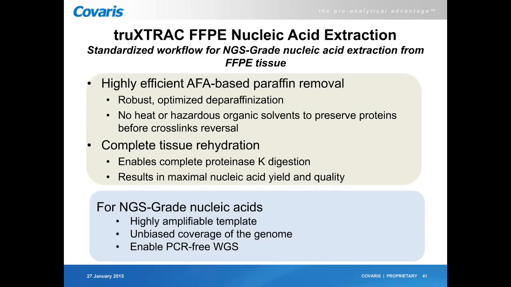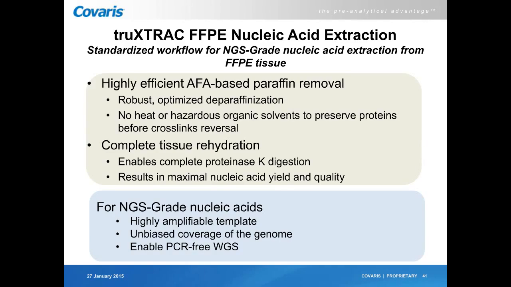And so to wrap up, what is truXTRAC FFPE nucleic acid extraction? It's really a standardized, robust workflow for NGS-grade nucleic acid extraction from FFPE tissue. Key is a highly efficient AFA-based paraffin removal. So this is active paraffin removal, robust, optimized, in aqueous buffer, so no heat, no hazardous organic solvents.